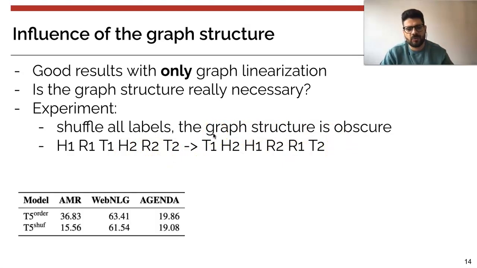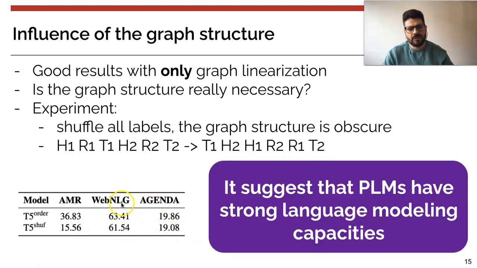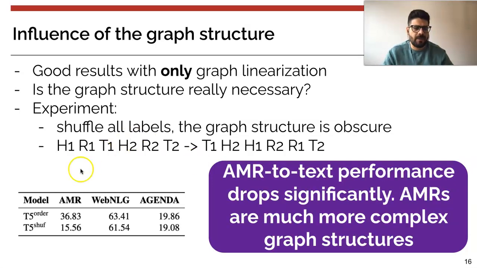Here we have results for T5: T5 trained with the normal linearization and T5 trained with the shuffled linearization. First note that for knowledge graph datasets, WebNLG and AGENDA, the results don't drop a lot. This suggests that the graph structures are not that influential for the results. However, for AMR, the performance dropped significantly. We think that this is because AMRs are much more complex graph structures. So in this case, the graph structure is really more important than in the knowledge graph based data sets.